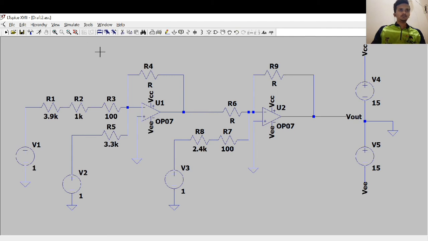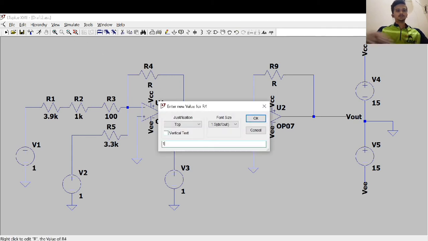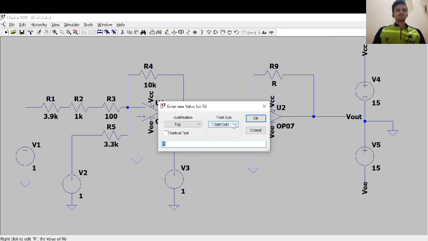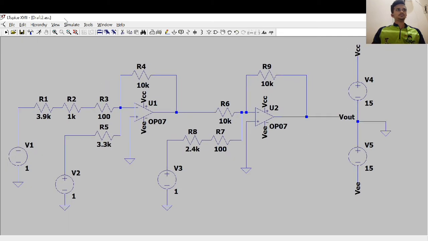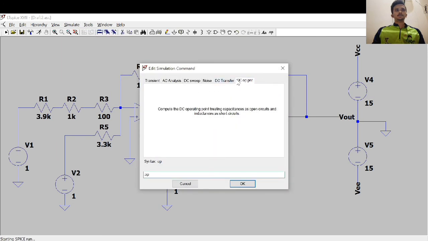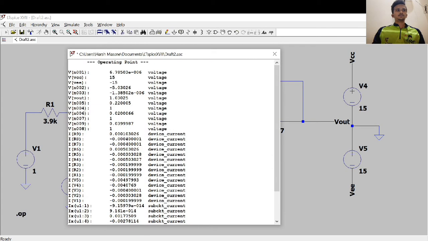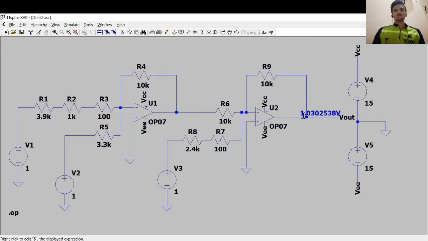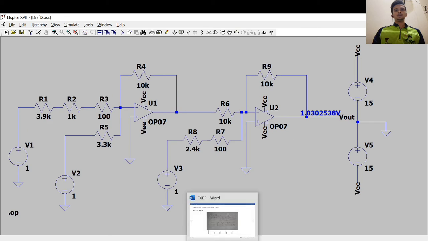I think our RF resistors are remaining. This will be 10K, this will also be 10K, and this also 10K. Okay, so let's simulate it for DC points. Here you can see the Vout, which is 1 volt. You can also see it here. Okay, 1.03, which is approximately 1 volt.